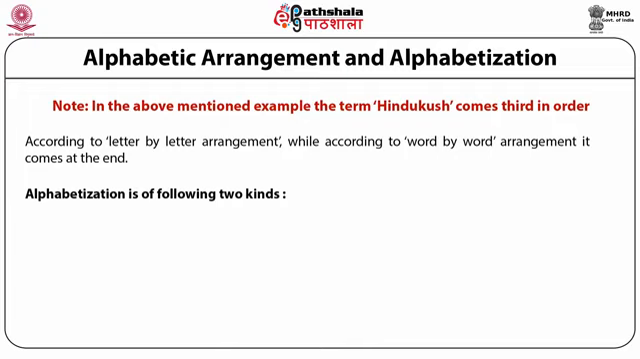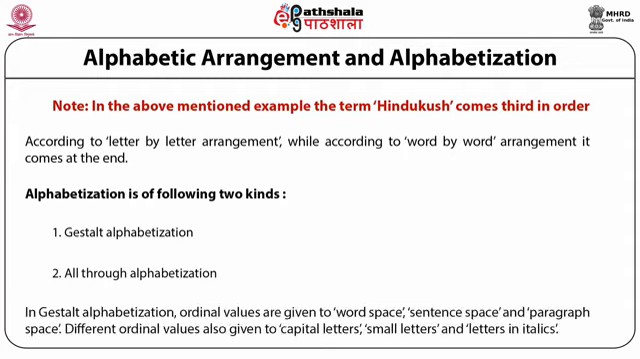Alphabetization is of the following two kinds. First is Gestalt alphabetization and second is all-through alphabetization. In Gestalt alphabetization, ordinal values are given to word space, sentence space, and paragraph space. Different ordinal values are also given to capital letters, small letters, and letters in italics. In all-through alphabetization, all the above mentioned things are ignored, but special rules are to be provided for the occurrence of different species of conventional symbols.